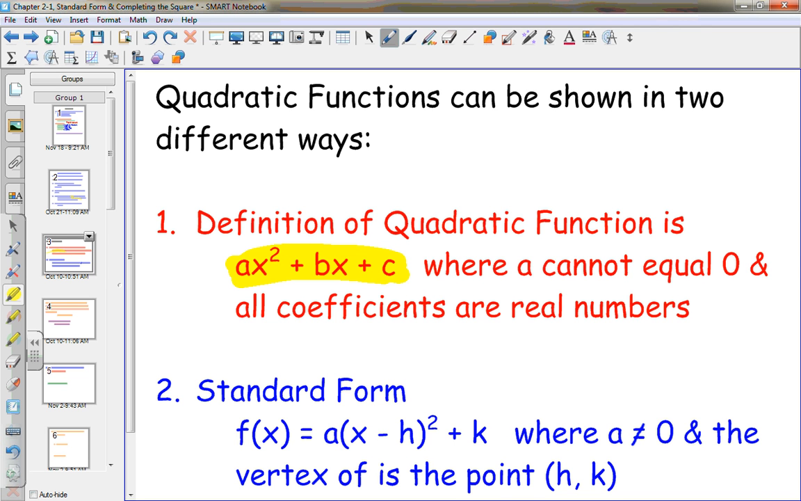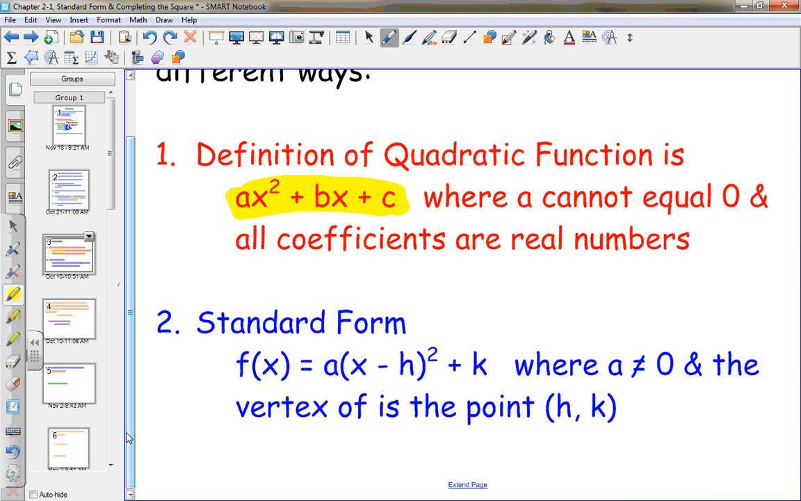Standard form is what we really like. And the reason why we like standard form is because we can get the most bang for our buck out of this. What do I mean by that? I can get a lot of information from standard form. I know A tells me that it stretches or reflects or shrinks. I know that the H is going to be the left and the right. And I know that the K is going to be the up or the down. And if I put the up and the down, the left and the right together, that gives me my vertex. That vertex is going to be the point (h, k). You with me?